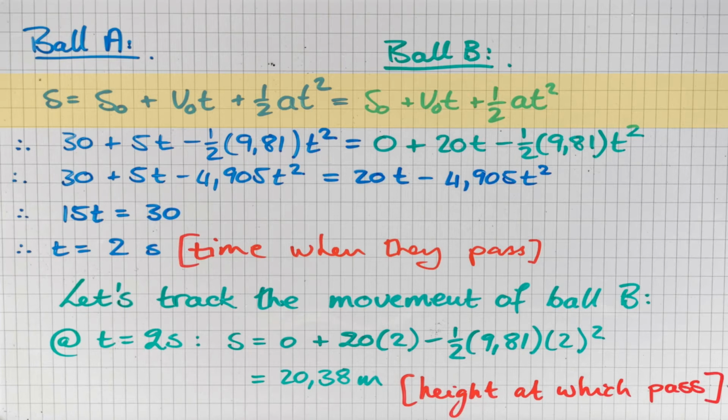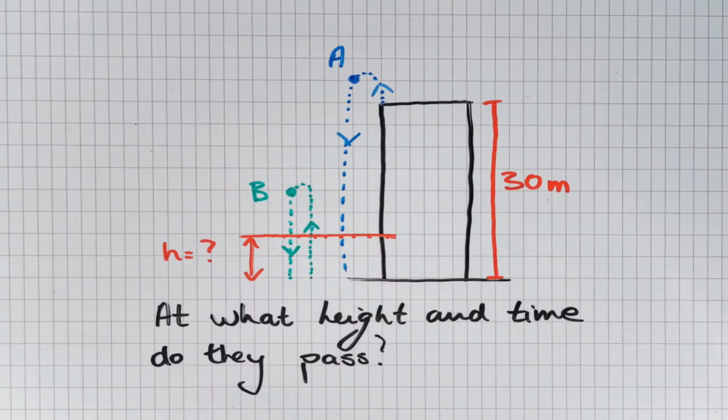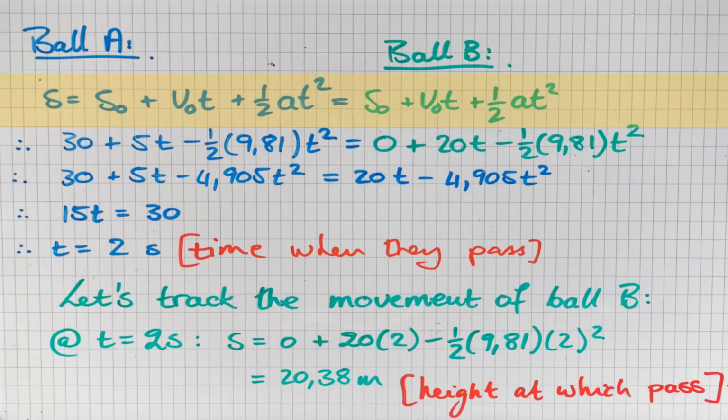Now it's important that we measure the position from the same reference line. So we measure the position, in this case, from the ground up. That is why if you look at the second line, S0 for ball A is 30 because it's thrown from the top of the building, while S0 for ball B is 0 because it's thrown from the ground. And we reference our motion, our position from the ground.